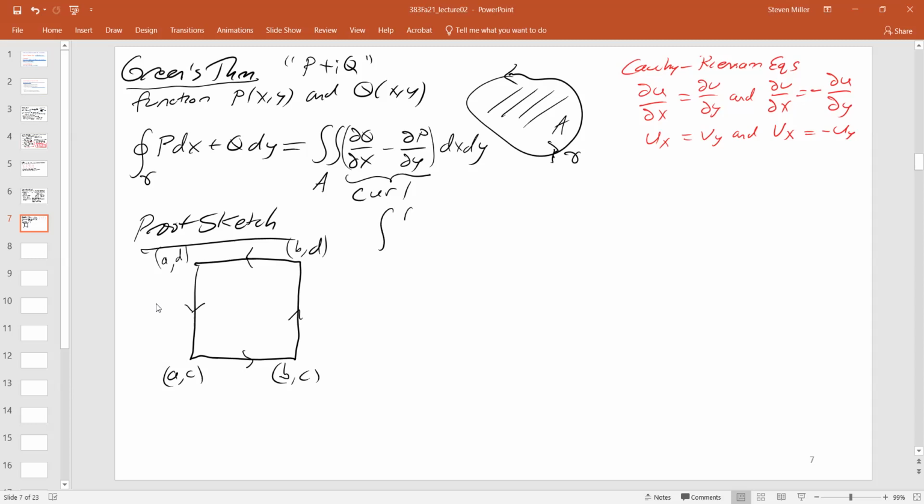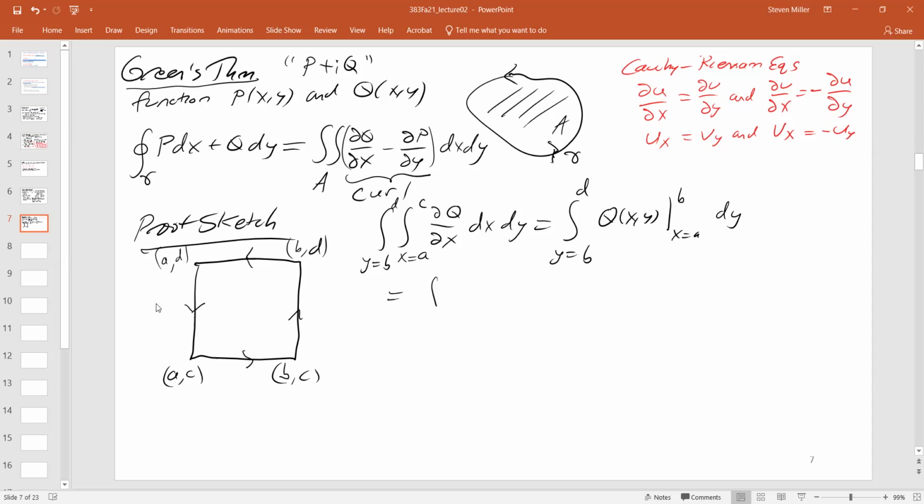So writing it out, we're going to integrate first with respect to x. And I love to be explicit in my bounds. x goes from a to c, and then y goes from b to d, dq/dx dx dy. And so it's the integral, y goes from b to d. And when I integrate dq/dx, I get q. So it'll be q of x, y evaluated at x equals a and c, dy. So this is going to be the integral, y goes from b to d of q of x. Oh, yeah, the bounds there, that's right.